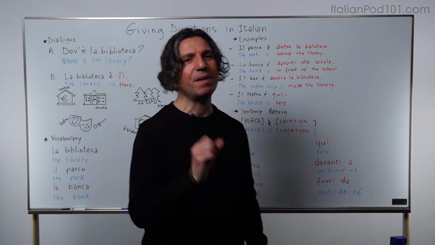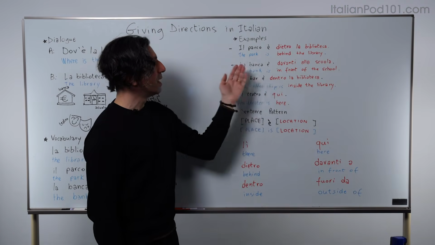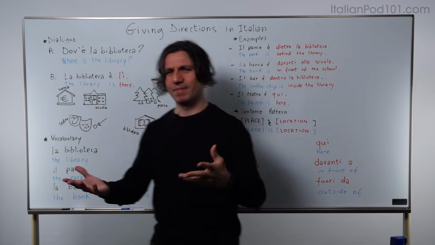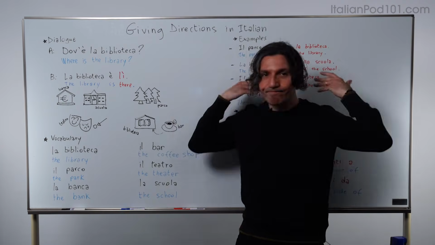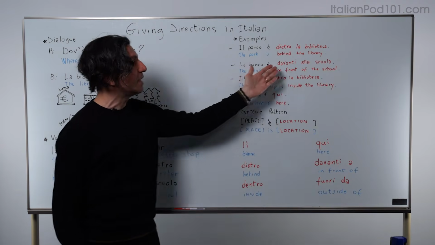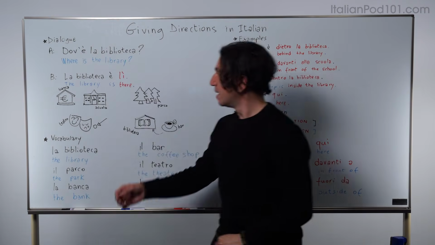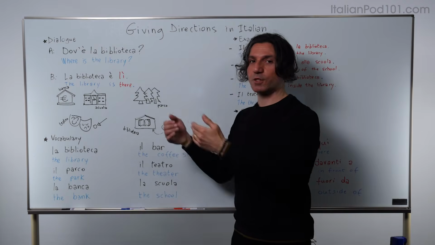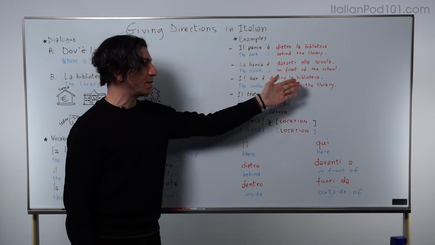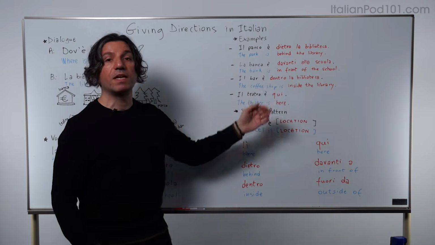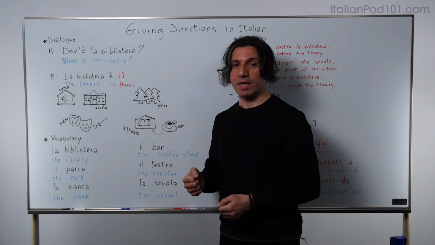Now let's look at some similar examples. Il parco è dietro la biblioteca. The park is behind the library. La banca è davanti alla scuola. The bank is in front of the school. Il bar è dentro la biblioteca. The coffee shop is inside the library.